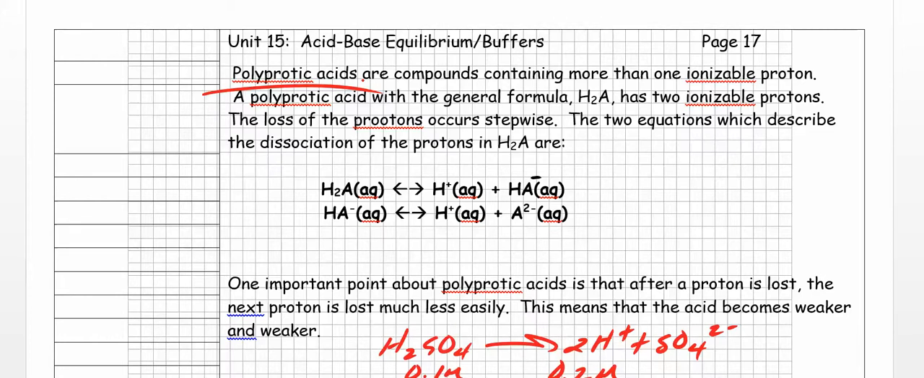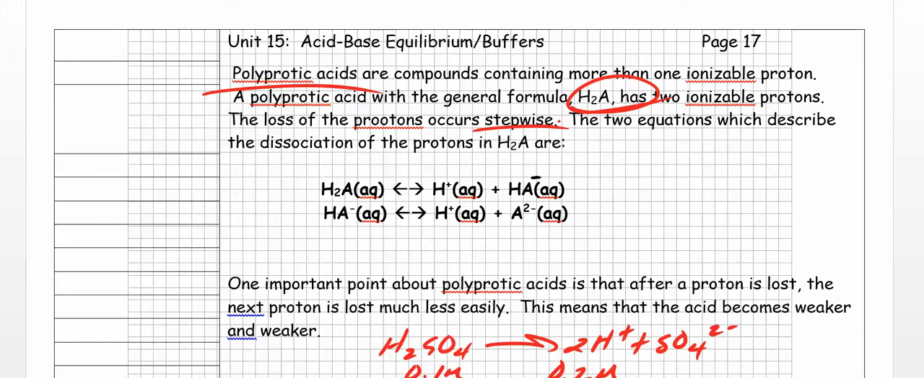In other words, many acids have one hydrogen that's going to come off. But polyprotic acids have two or more that will be removed under certain conditions, okay? So if we use H2A, for example, as the general formula for this polyprotic acid, that's going to have two ionizable protons, right? Two protons that could possibly be removed. So the loss of protons, again, occurs in a stepwise fashion.